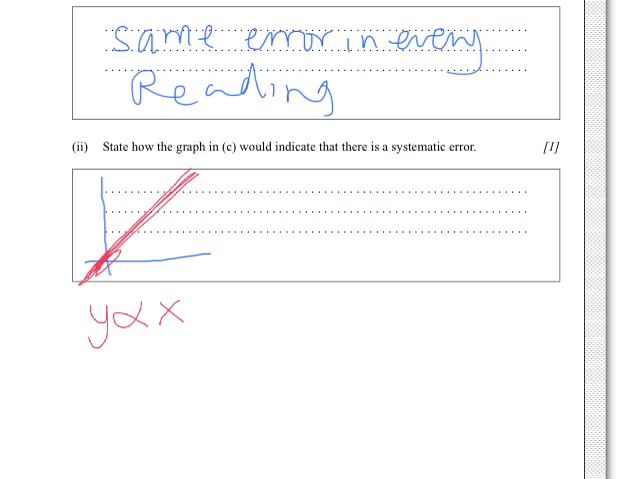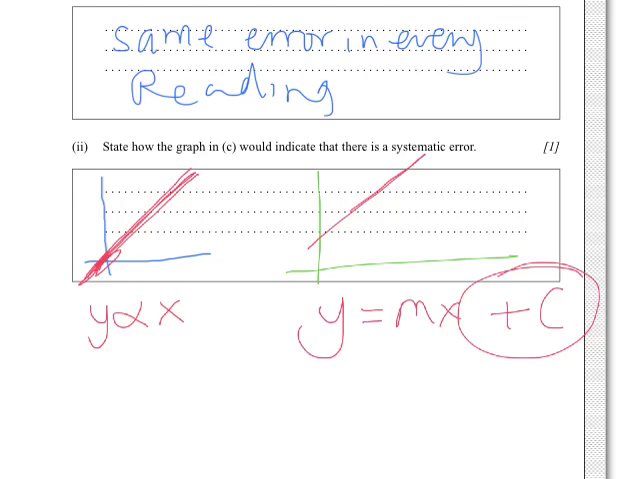So if you have a systematic error, then you would get an intercept, you would end up with y equals mx plus c. You would have a plus c value. Okay, so that's the first question.